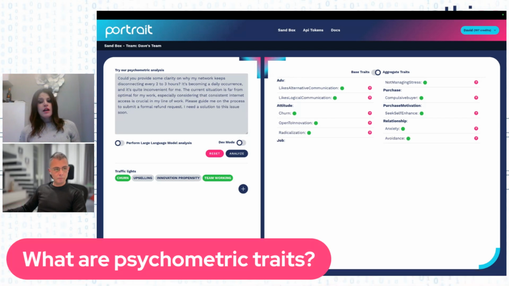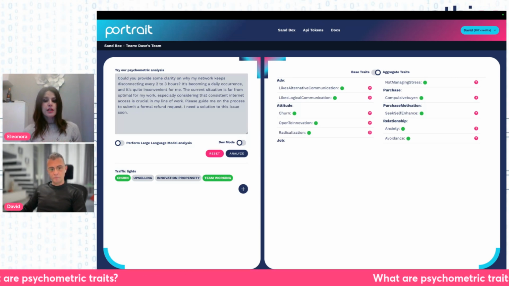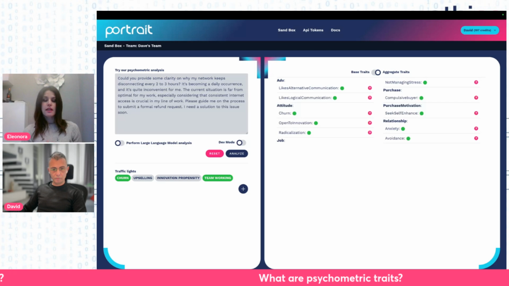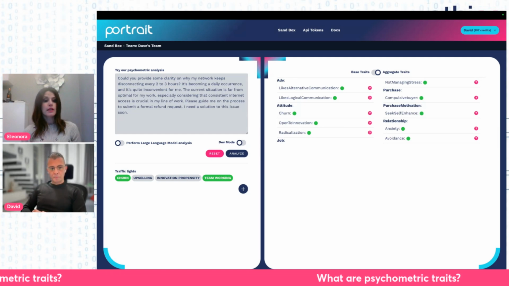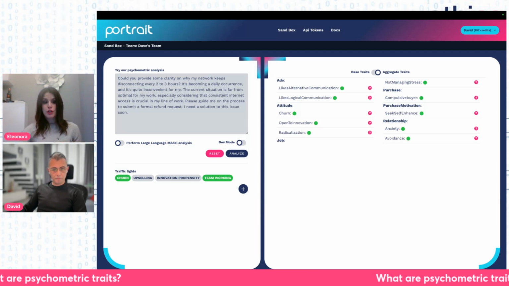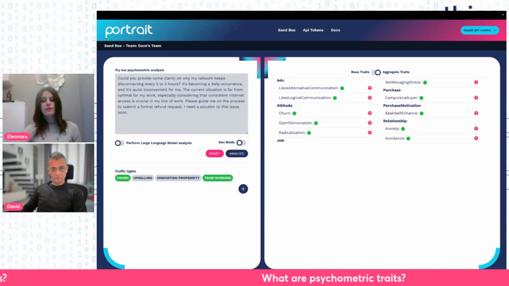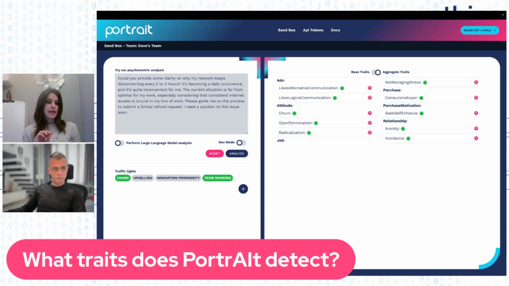Next question: what are psychometric traits? Psychometric traits are stable characteristics that express personality and human behavior, which can be measured by using psychometric tools such as questionnaires, tests, or interviews. These traits are used by psychologists to understand and evaluate different aspects of personality, such as extroversion, open mindedness, sensitivity towards a more emotional instead of logical or institutional style of communication. And this leads to our next question: what traits does Portrait detect?